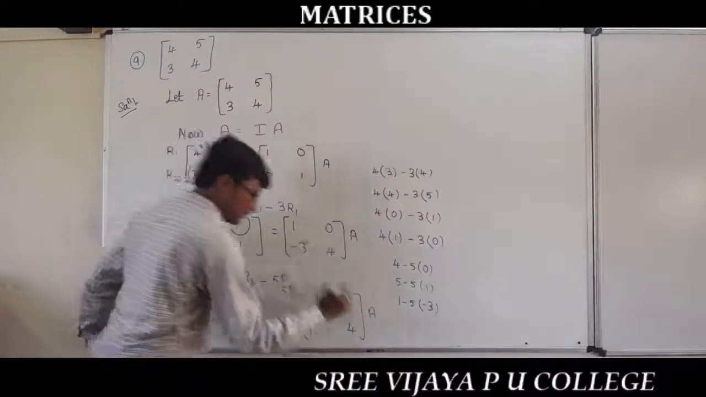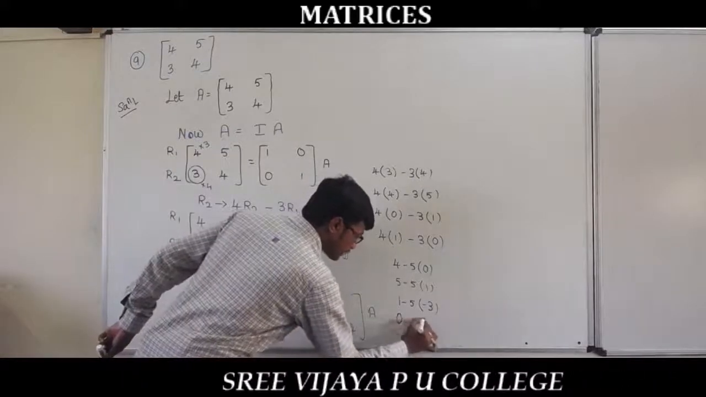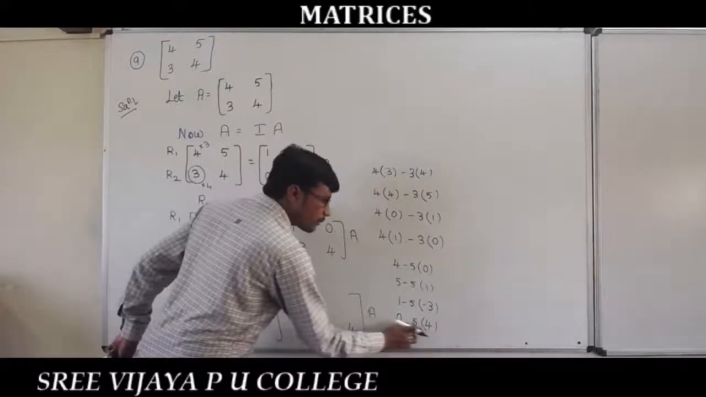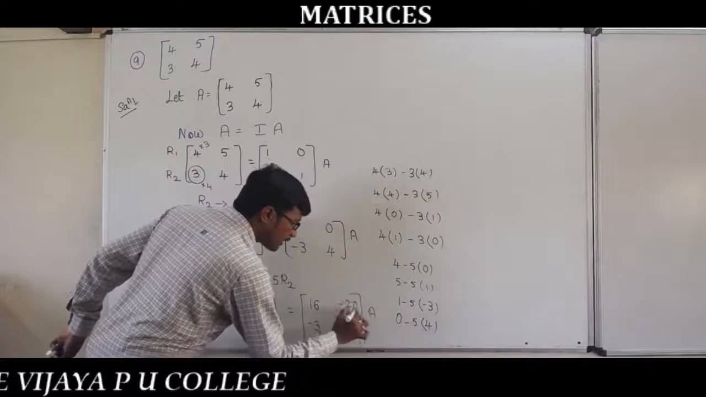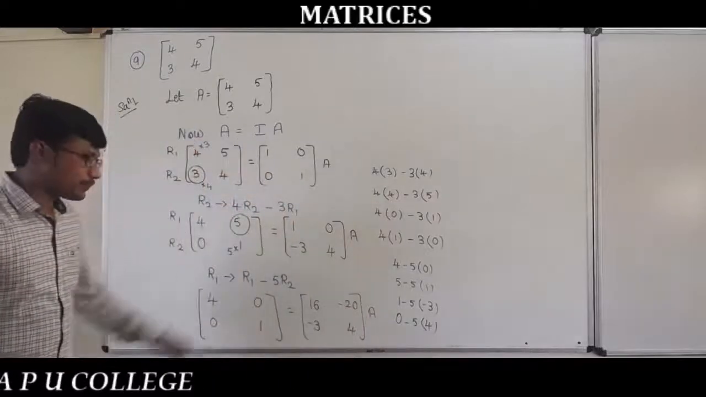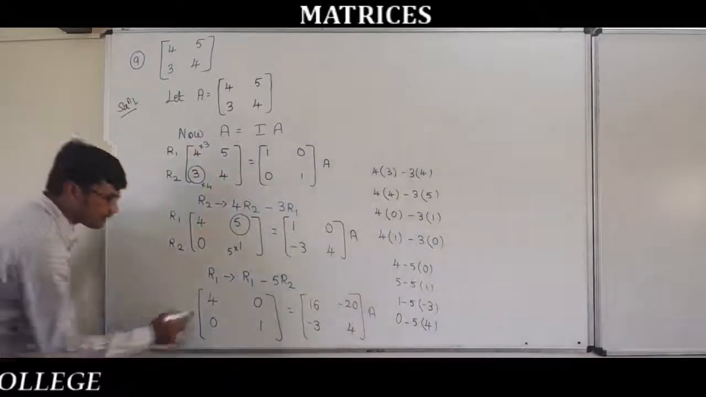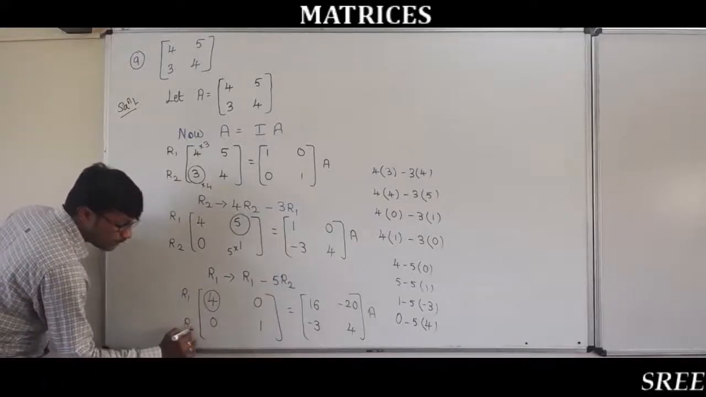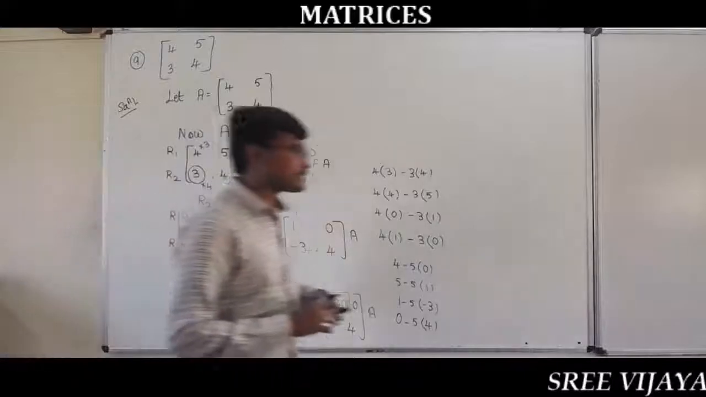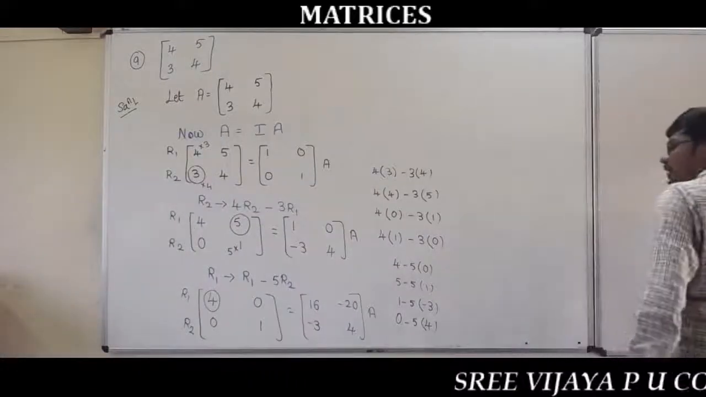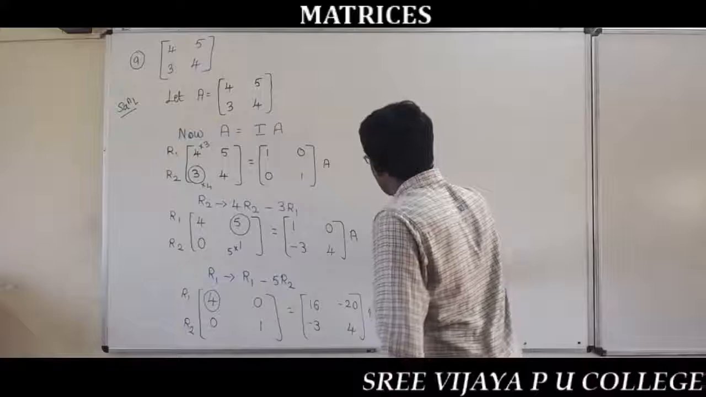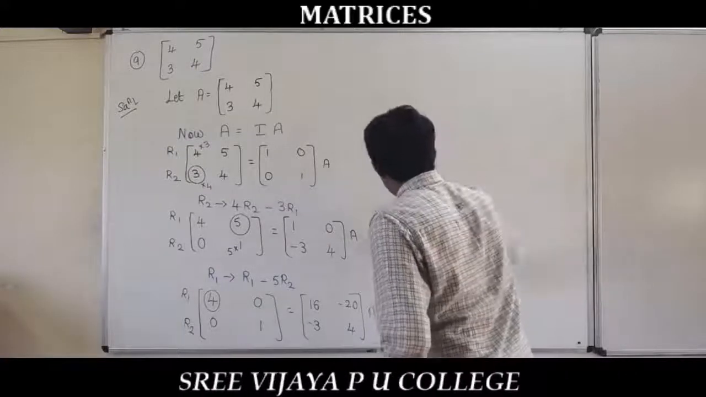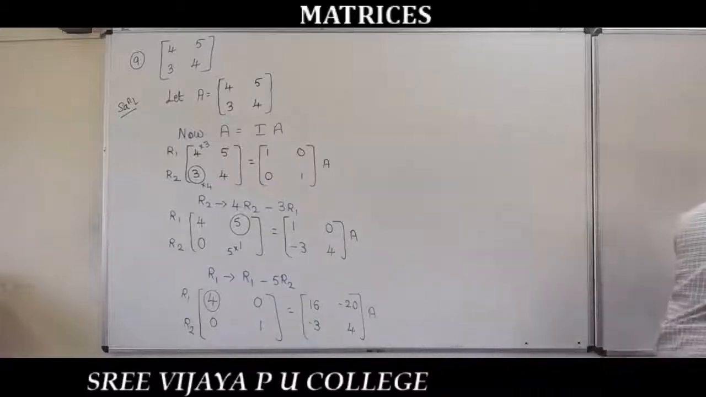Next, R1 is 0, minus 5 times of R2 is 4. We can leave that 0. Minus 5 into 4 is minus 20. So got that one. Next, the last step. So it is in R1. What can you do to make it a 1? You can divide the element in R1 with the same number. What is the same number you got? 4. We can divide with 4, and we will get the required answer.